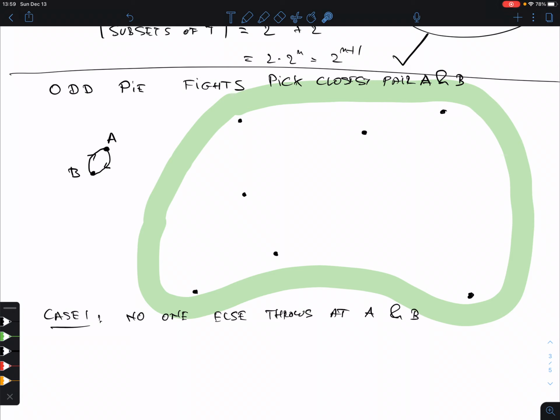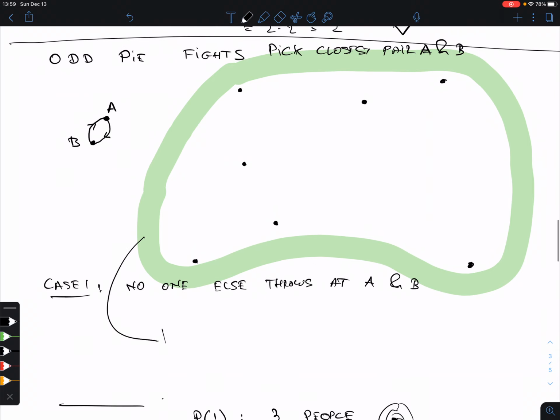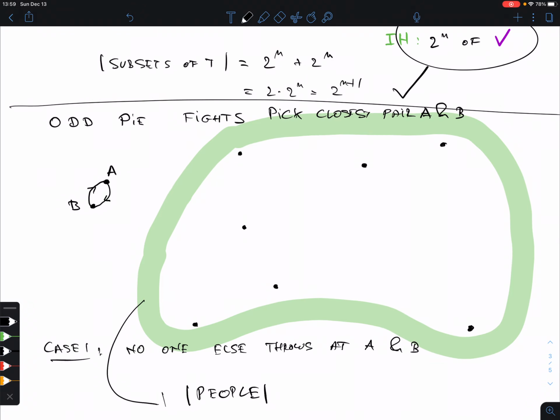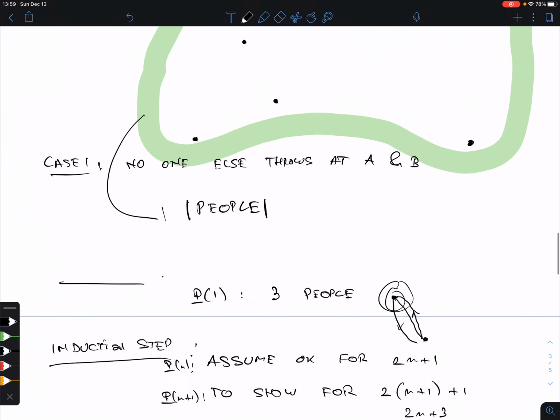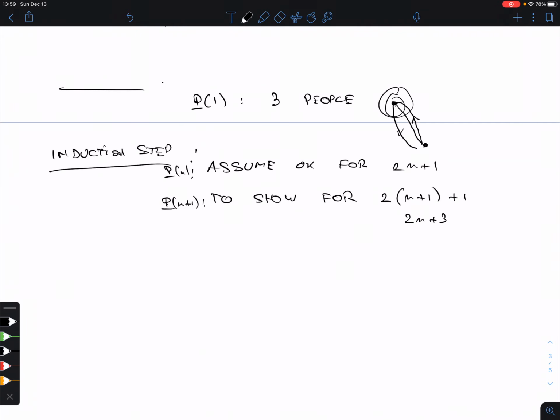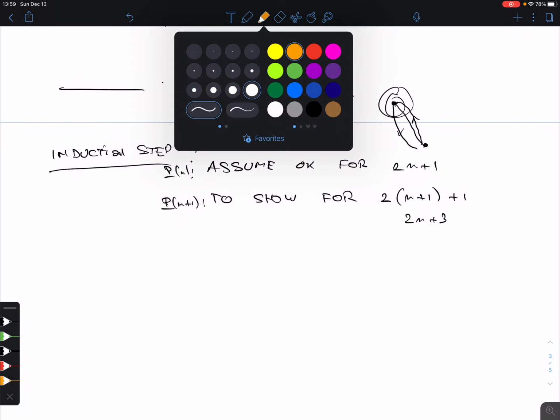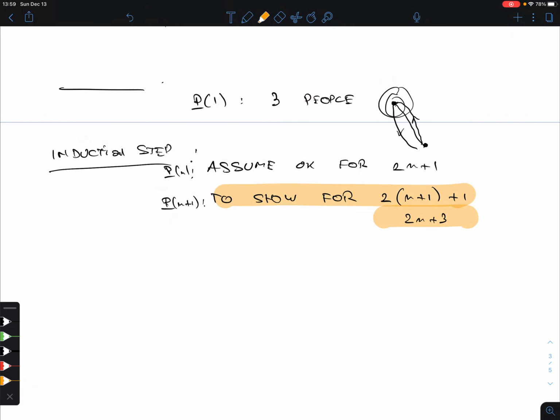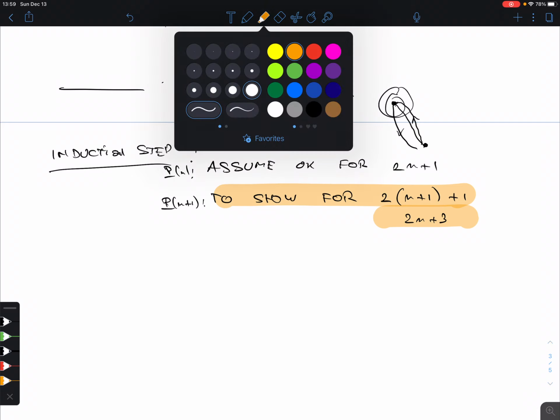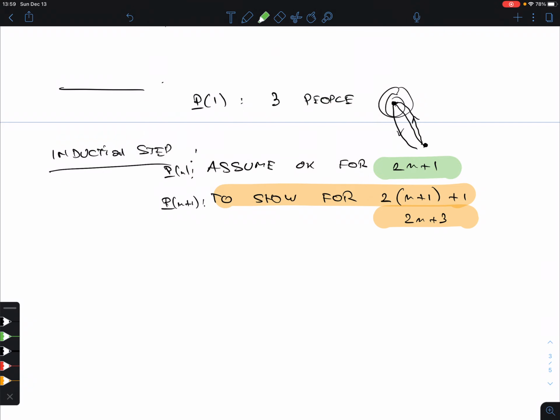Okay, how many people are there in the green side? The number of people here. Well, remember the whole number of people. So how many people were in total? Sorry, I should have put it here. Remember, we are proving this here. So we are showing this 2n plus 3, right? And we know it's true for 2n plus 1. Just want to emphasize that.